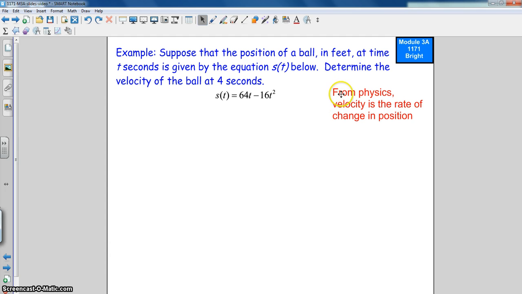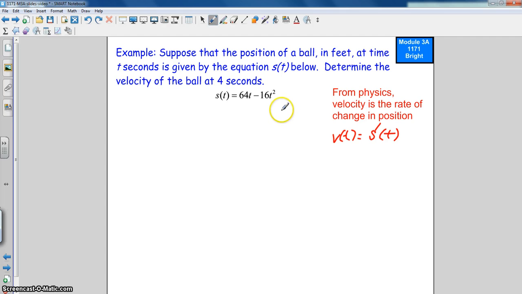So from physics, this is another note. Velocity is the rate of change in position. So in other words, the velocity at time t, well, the rate of change in position, this is position, s of t, but rate of change, derivative. So if I can find the derivative of s of t, that will be the velocity. And then we're being asked to determine the velocity at 4 seconds.